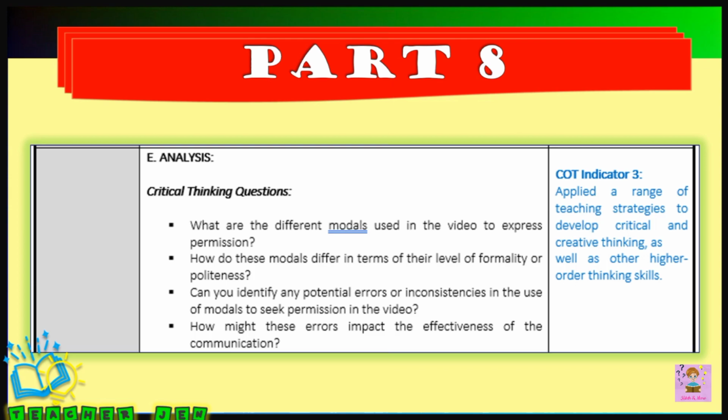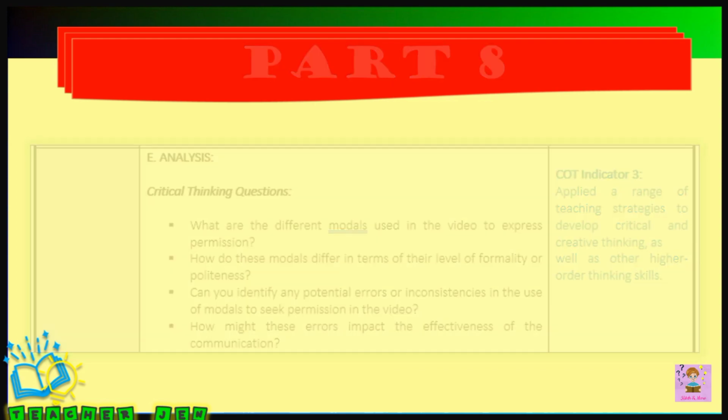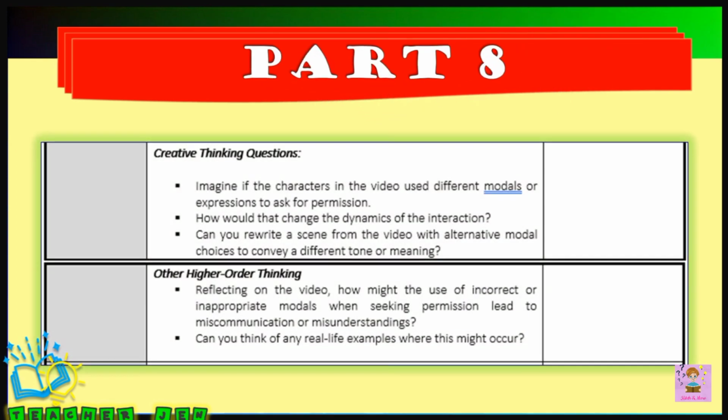In this lesson, I have incorporated COT Indicator 3, which involves applying a variety of teaching strategies to develop critical and creative thinking, as well as other higher order thinking skills. To achieve this, I have included thought-provoking questions that encourage my learners to engage in critical analysis, think creatively, and utilize higher order thinking skills. By challenging them to analyze, evaluate, and synthesize information, these questions aim to foster their ability to think critically, solve problems, and approach learning from multiple perspectives.